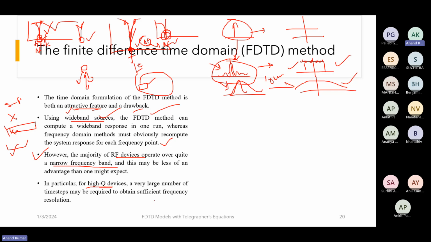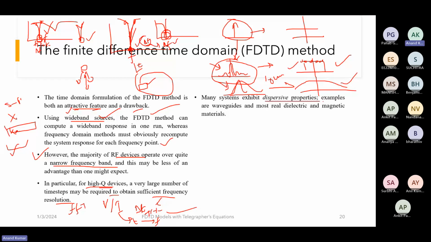You have to make sure that the frequency resolution is sufficient, and this depends upon the delta T that you take and the FFT that you do. Because your method is time domain, you will obtain voltage and current values in the time domain, and then to move from the time domain to the frequency domain, you do an FFT or related techniques.